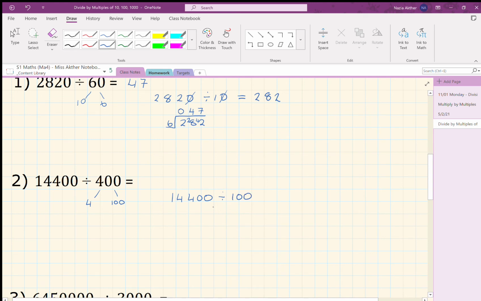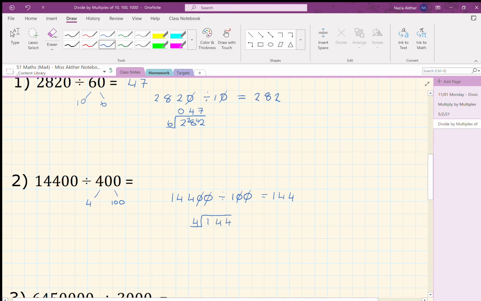Now because 100 has got 2 zeros, we take away 2 zeros from our number. So remember, when we're multiplying by 100, we add 2 zeros at the end, but because we're dividing by 100 here, we take away 2 zeros. So then our answer to this is 144. We then divide 144 by 4, so using the bus-stop method again.